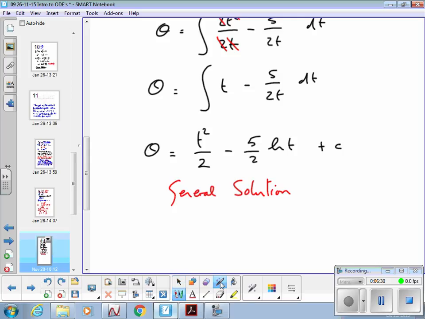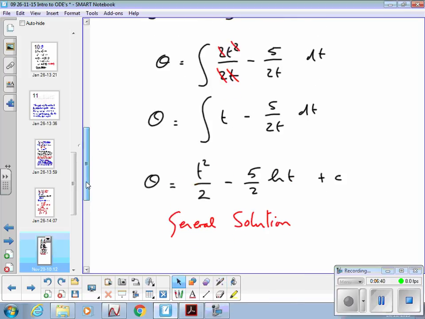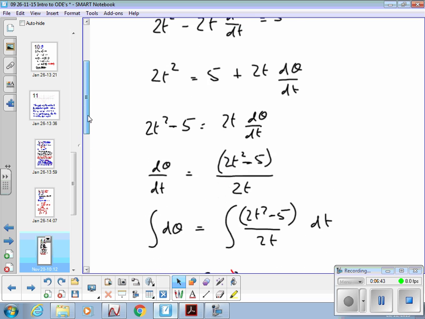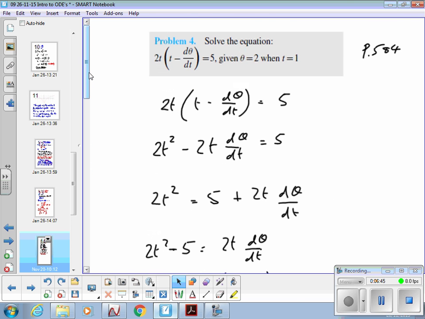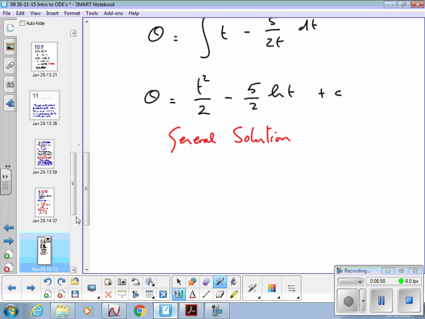It's the general solution because we don't know c. So we've got our general solution, we now need to get the particular solution. So we go back to the original problem and look for our initial conditions, which are theta equals 2 when t equals 1. So we put those values for theta and t into the general solution. So we go back to our general solution and say theta equals 2 when t equals 1. So we put them in.